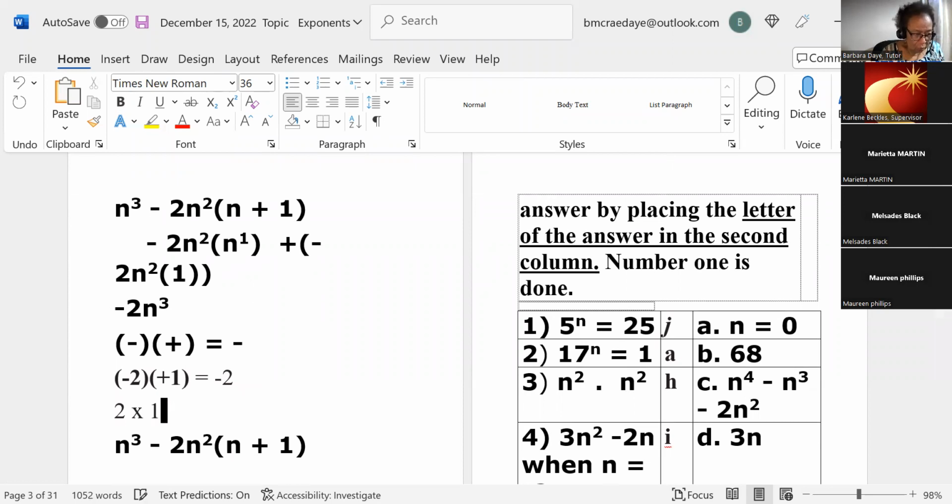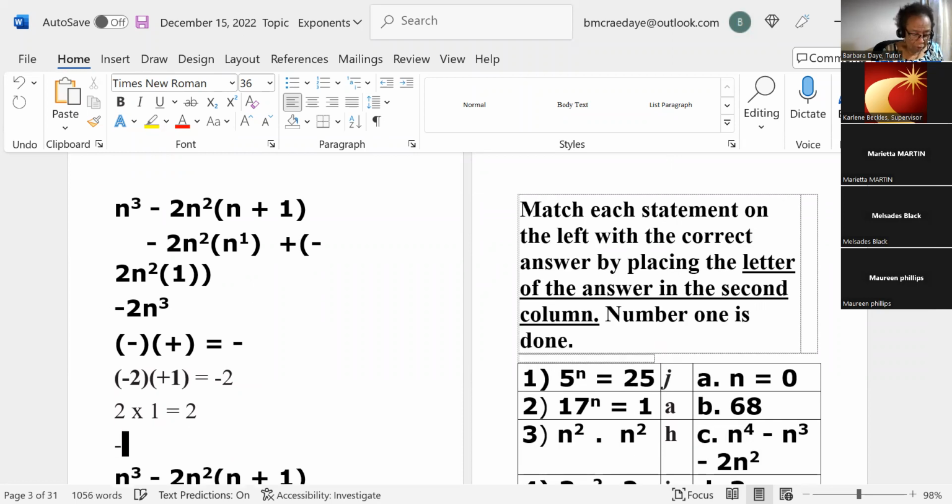2 times 1 equals what, Marietta? What's 2 times 1? It's 2, right? Okay. Minus 2 times 1 equals what? Minus 2. Minus 2 times 1 is what? What's minus 2 times 1?